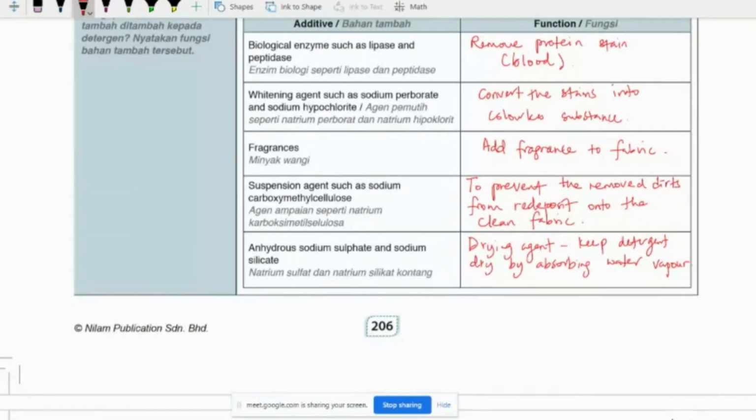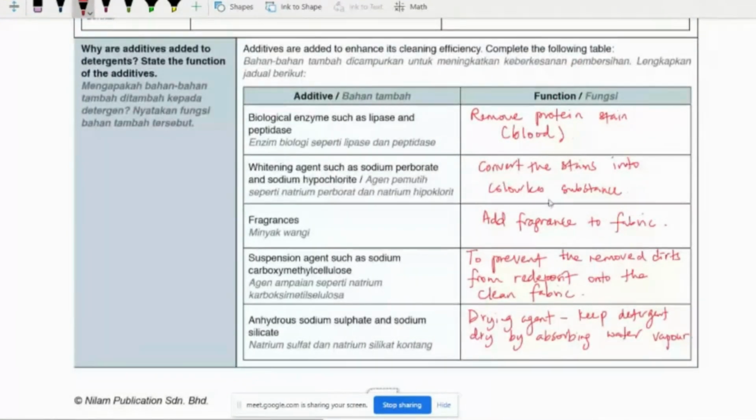This one is focused on the powder form. We don't want the detergent in powder form to stick together in a very large lump. So these are the additives. Normally the popular one is biological enzyme. This one is quite popular.